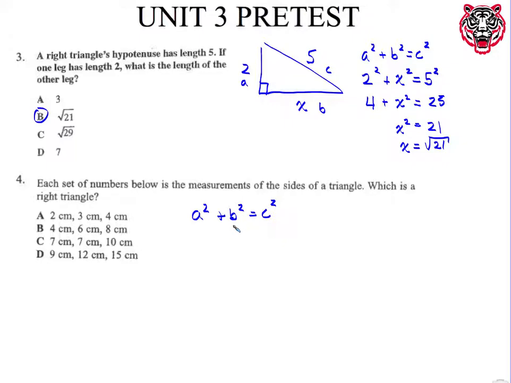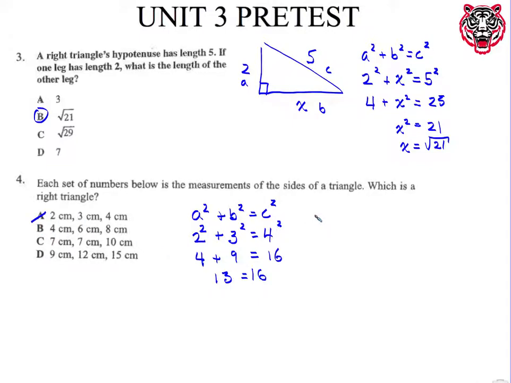So let's plug in 2, 3, and 4. So 2 squared plus 3 squared is equal to 4 squared. Is that true? Is this in fact equal? Well, 2 squared is, shout it out, 3 squared, 4 squared, 16. Does 4 plus 9 equal 16? So it cannot be A.